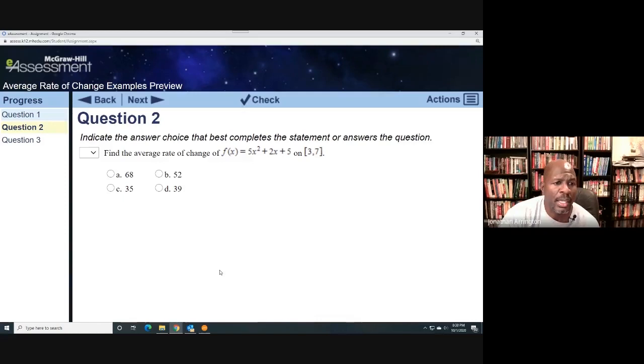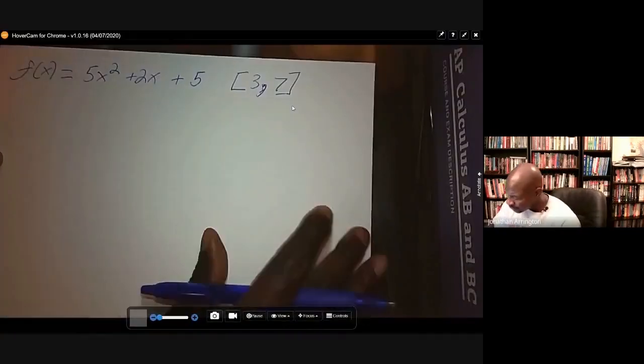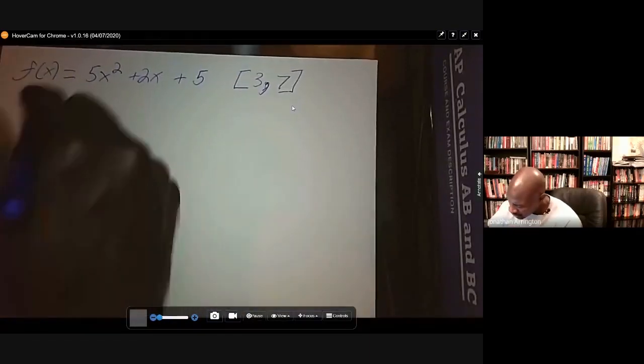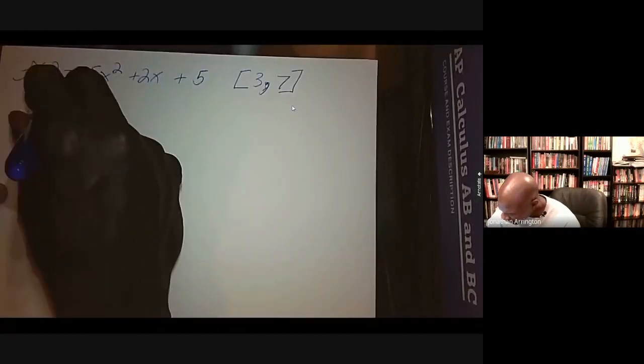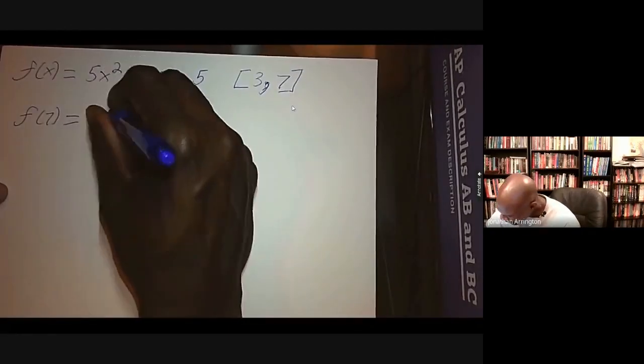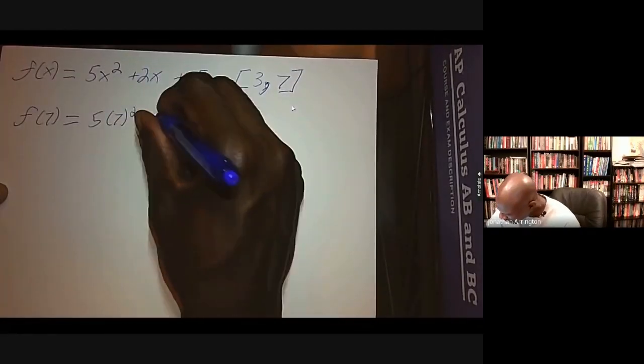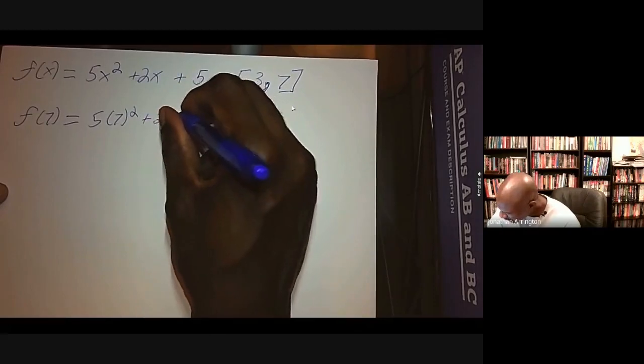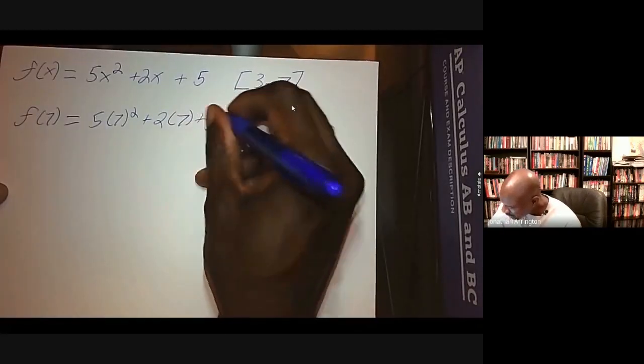And let's go and look at number 2. Okay, so number 2, we're finding average rate of change. F of x is 5x squared plus 2x plus 5 on the interval from 3 to 7. Let's have at it. Okay, so I think you kind of know the drill. So first thing I'm going to do is find f of 7, which is 5 times 7 squared plus 2 times 7 plus 5.